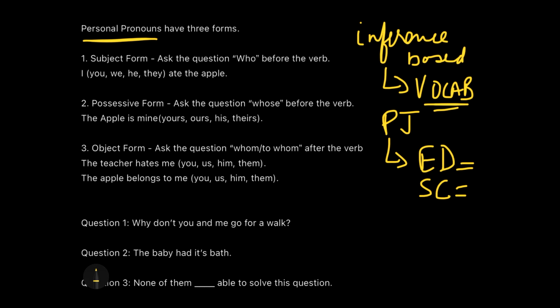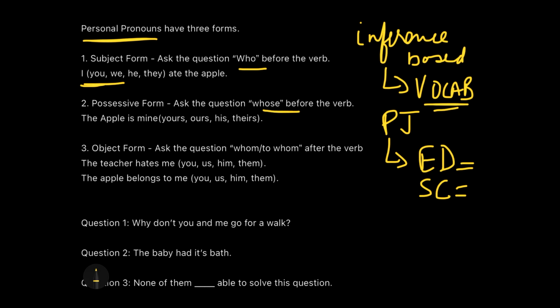So coming back to personal pronouns, subject form. One type is subject form. In this, we will ask the question of who, like ask the question who before the verb. Here the sentence is I ate the apple. So your question will be who ate the apple, and then the pronoun can be I, you, we, he, they, anything. Possessive form is when you ask the question of whose before the verb.